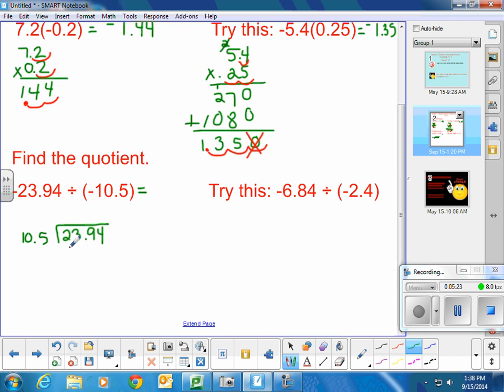When you are dividing decimals, this number right here cannot be a decimal number. So we're going to have to move this decimal point right here. Actually, what we're doing is multiplying this number by 10, because when you multiply by 10, you just move the decimal one place to the right. But in order to keep this equivalent, I need to also move this decimal over 1 by multiplying it by 10. So I'm really going to do this problem: 239 and 4 tenths divided by 105.